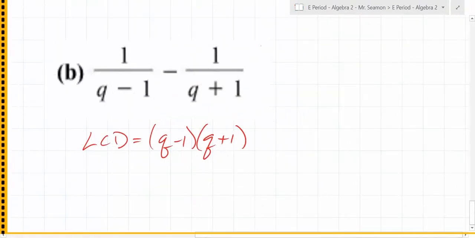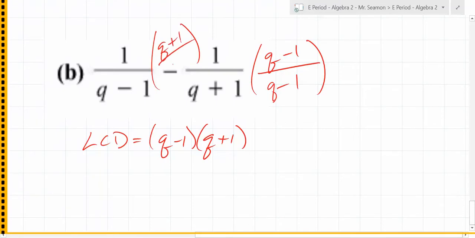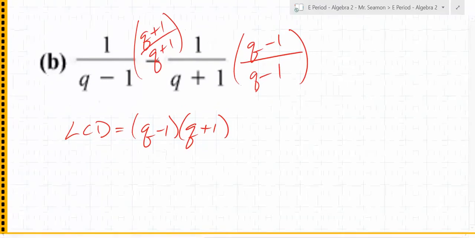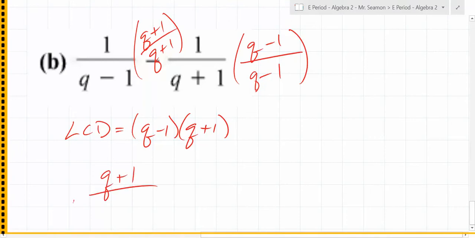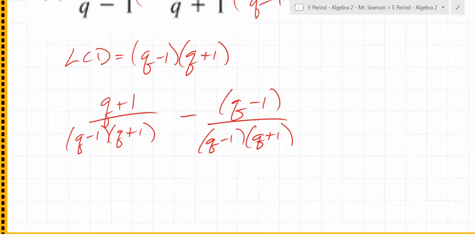So what do we multiply this one by right here? Q minus 1 over Q minus 1, correct. What do you multiply this one by? Exactly. So what do we end up with? Q plus 1 over Q minus 1 times Q plus 1 minus Q minus 1 all over the same denominator. What do we now have? We have a common denominator. So now what can we do? We can actually do the subtraction.